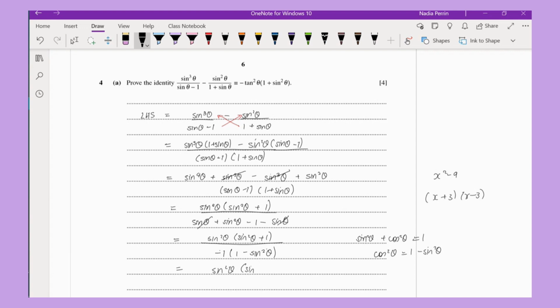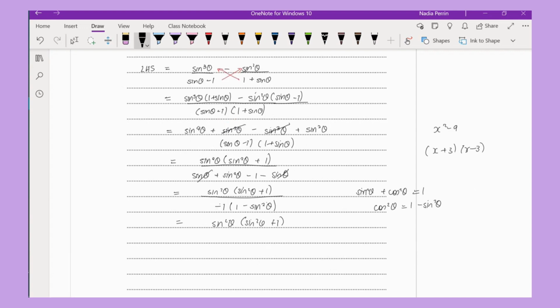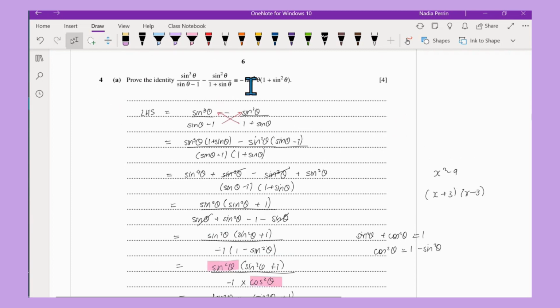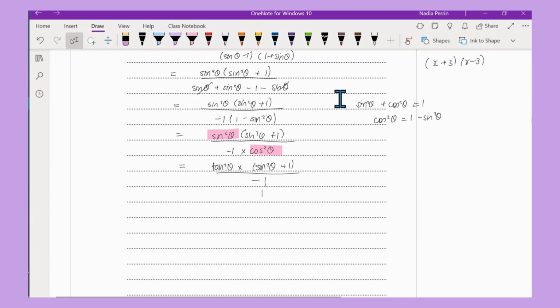I'm keeping the top the same at the moment. And the bottom is -1 times cos squared. So sine squared over cos squared is tan squared. Still over -1. Let's just check what we're trying to make it equal, because it's always really good to keep notice of that. So we're trying to make it negative tan squared theta 1 plus sine squared theta. So we're essentially there. Dividing by -1 is the same as timesing by -1.